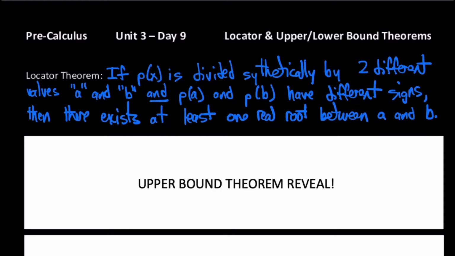The Locator Theorem. If P of x is divided synthetically by two different values, A and B, so you do that twice, the remainder of A and the remainder of B, so in other words, P of A and P of B, have different signs. So one's positive, one's negative. Then there exists at least one real root between A and B. So I want to pause this, jot this down. I'm going to continue the video and show you a visual of what this means.